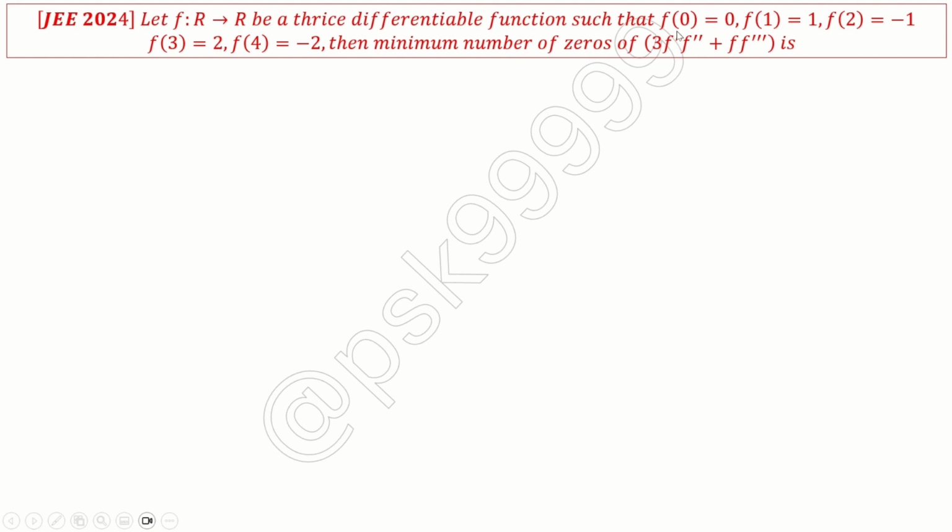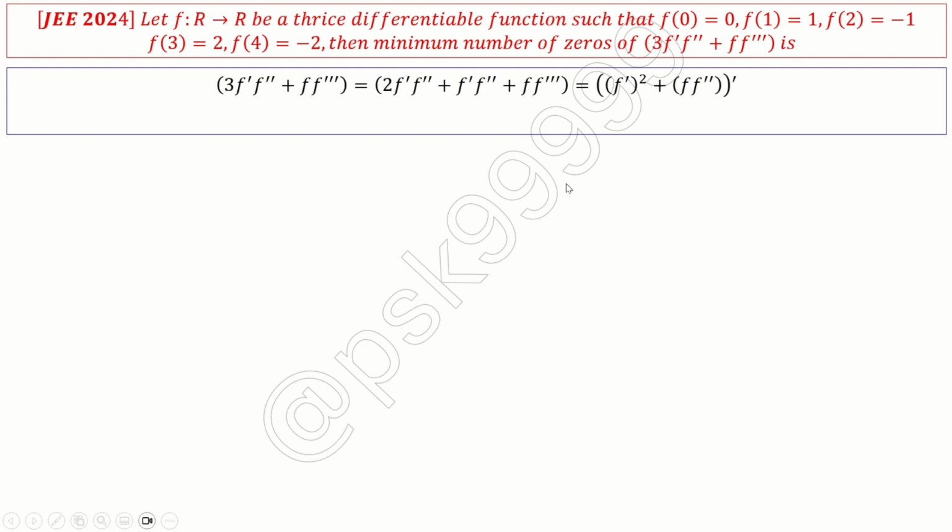So first thing is, let us simplify this expression, and then look at how to draw this using a curve. 3 f dash f double dash plus f triple dash, you can write as 2 f dash f double dash plus f dash f double dash, 3 times, right? So 2 plus 1 I made, plus f triple dash. Now this first part is nothing but the differentiation of f dash whole square. And this second part is nothing but the differentiation of f dash times f double dash.